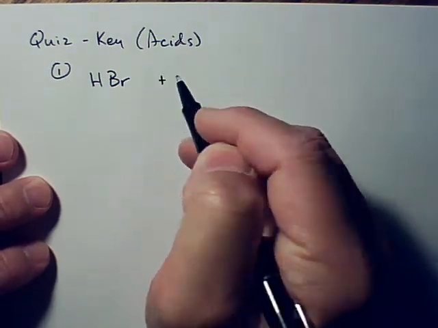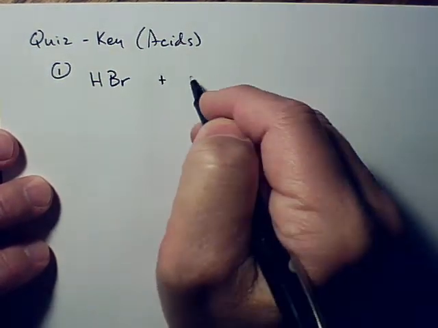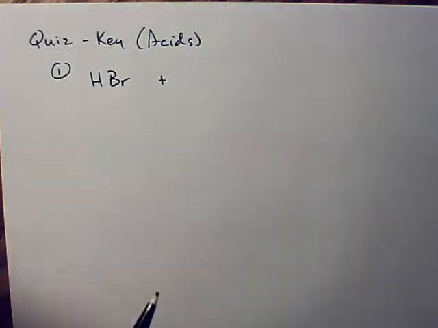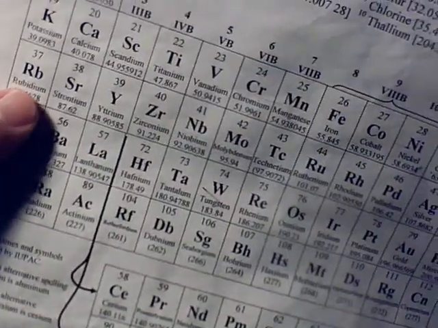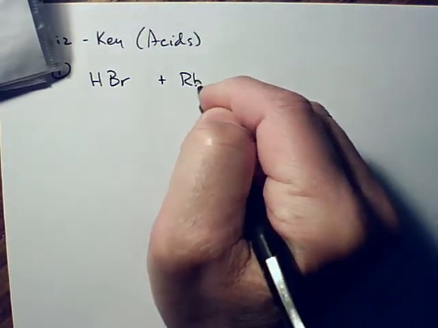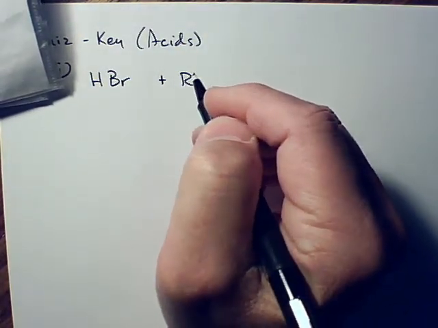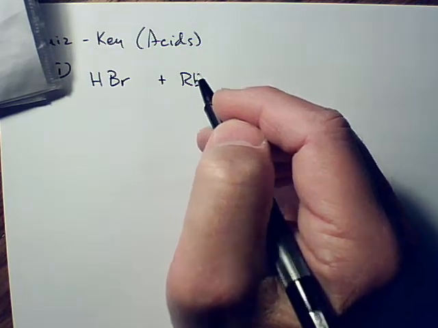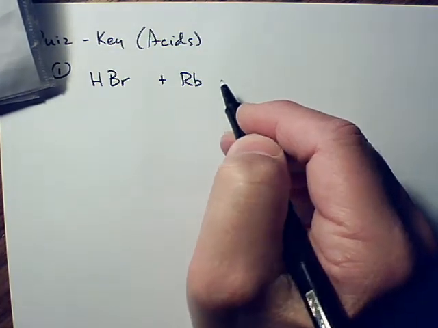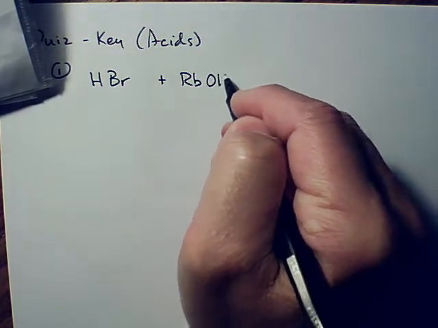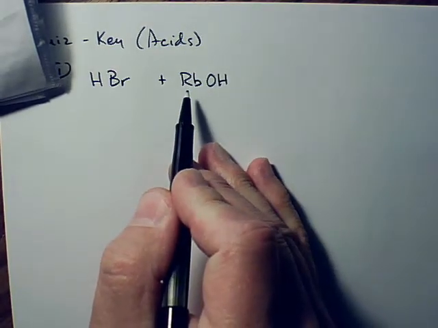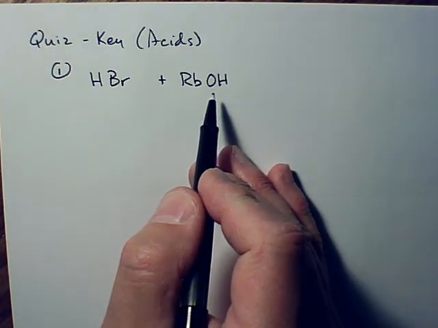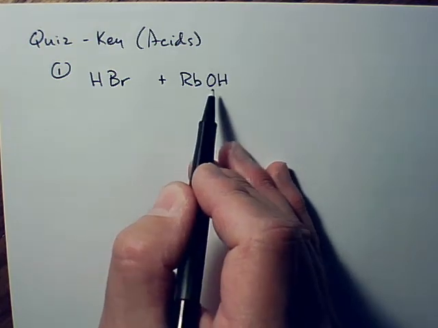I'm going to put that together with rubidium hydroxide. Rubidium is not a polyatomic ion, it is an element. You find it on the periodic table, and that's Rb. In a compound, it has a 1 plus charge. Hydroxide is a polyatomic ion, and that's OH. Rubidium has a 1 plus charge. Hydroxide has a 1 negative charge. So I need 1 of these and 1 of these.